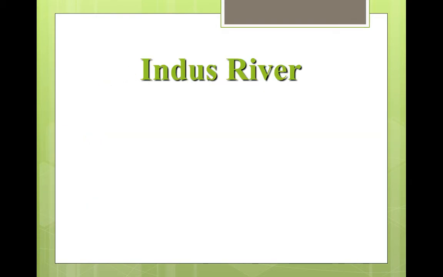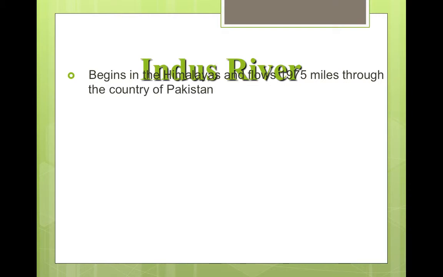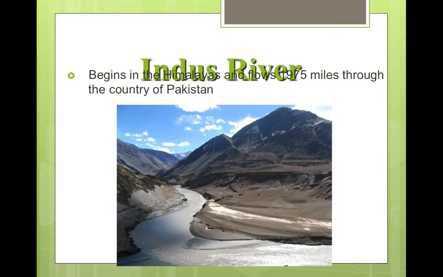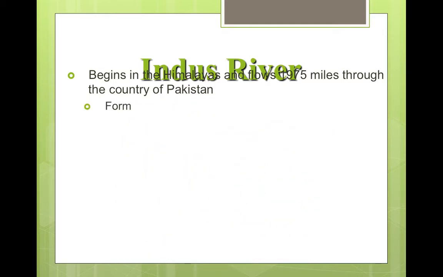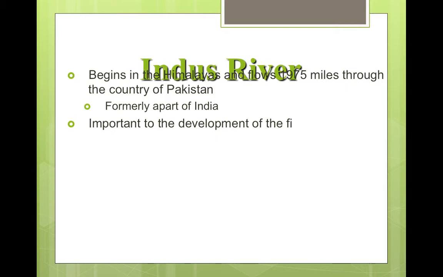So the Indus River is another important river in India. Again, it starts in the Himalayas as well, and travels through the country of Pakistan. And there's that river. There's the Indus River. It was formerly a part of India, now moving into Pakistan, but it still goes through India. It's important to the first civilizations of India. So without the Indus River, India, as we know, would never have developed.